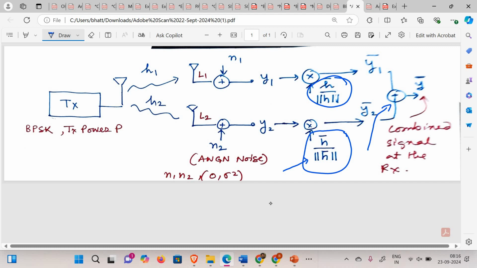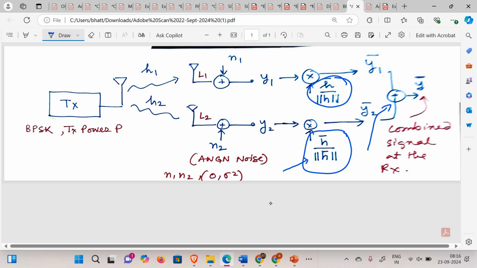In equal gain combining also you will find a similar kind of diagram, except that the weighting condition will change. Instead of H bar by the norm of H, we will take something else. But in MRC, the main objective of this combining technique is that whenever we have two or more paths, we have to make sure that whichever has the maximum throughput, we select that particular path. That's all. That is the main objective.